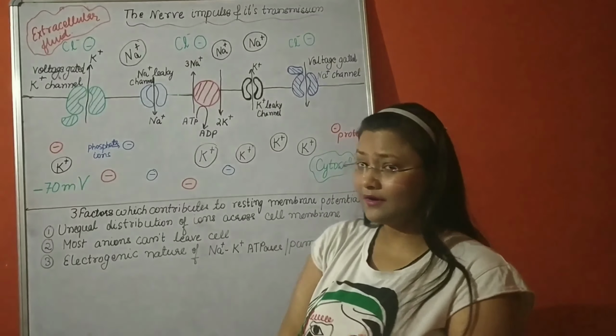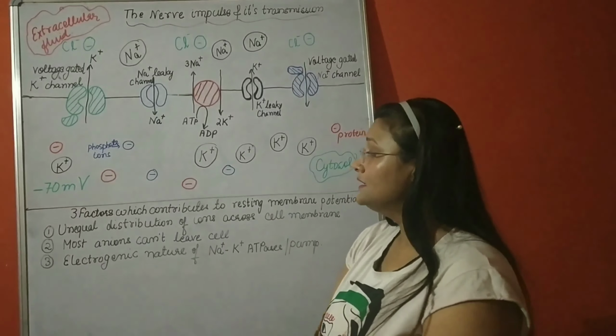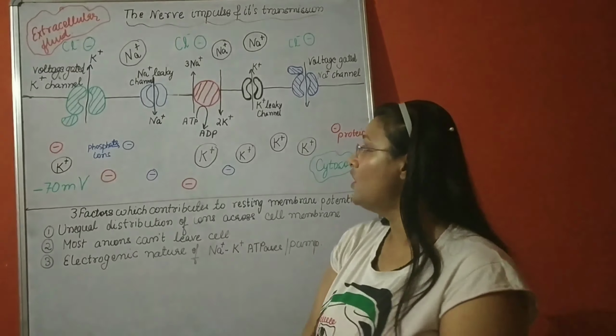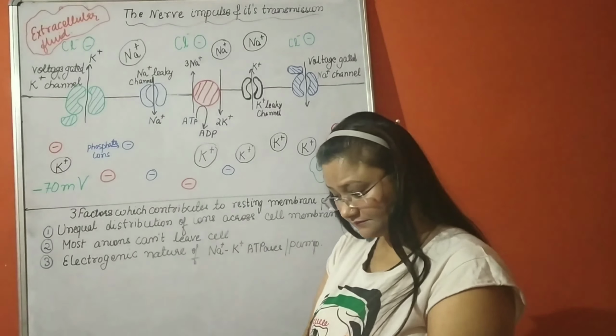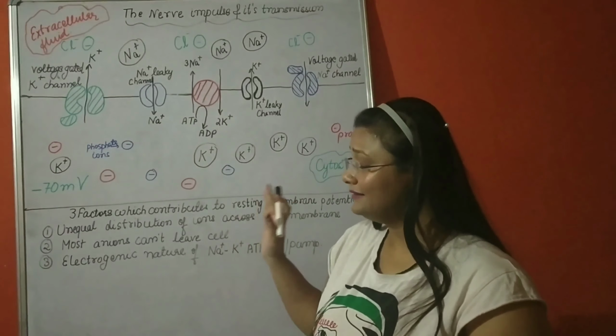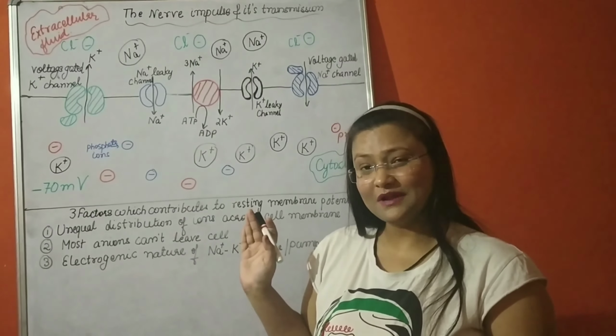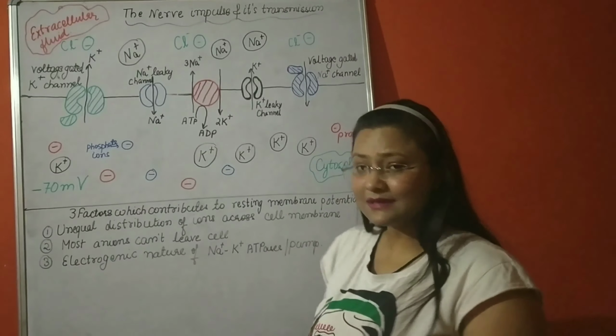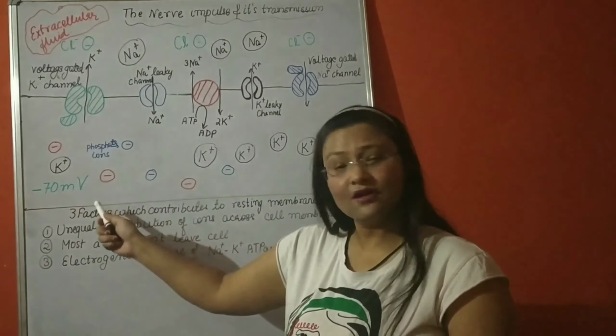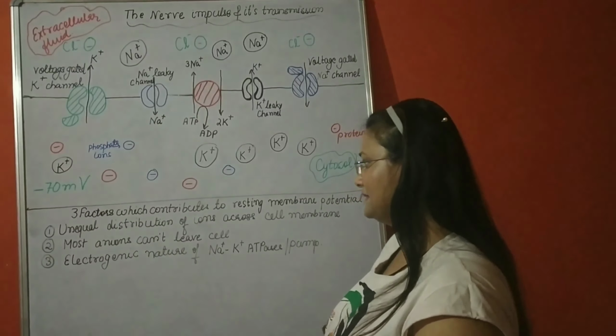So today let us discuss the nerve impulse and its transmission. We are all already well versed that the resting membrane potential of a neuron is minus 70 millivolts, and at this stage the neuron is known as being polarized. So today let us understand why the inside of a neuron is minus 70 millivolts.